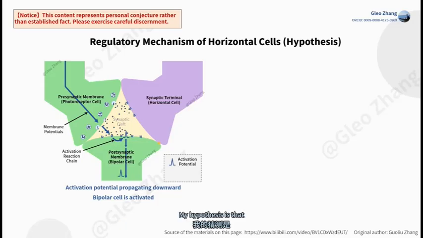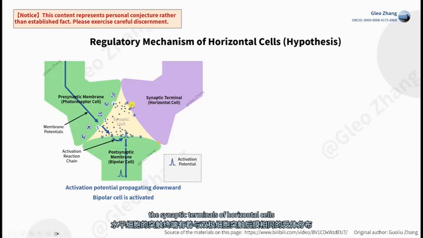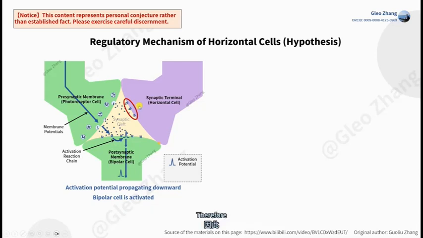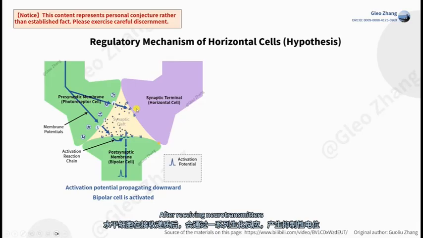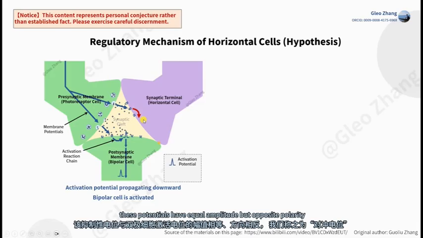My hypothesis is that the synaptic terminals of horizontal cells have the same receptor distribution as the postsynaptic membranes of bipolar cells. Therefore, the neurotransmitters from photoreceptors are received by both bipolar cells and horizontal cells simultaneously. After receiving neurotransmitters, horizontal cells generate inhibitory potentials through a series of biochemical reactions. These potentials have equal amplitude but opposite polarity to the activation potentials of bipolar cells, and are what we call counterpotentials.